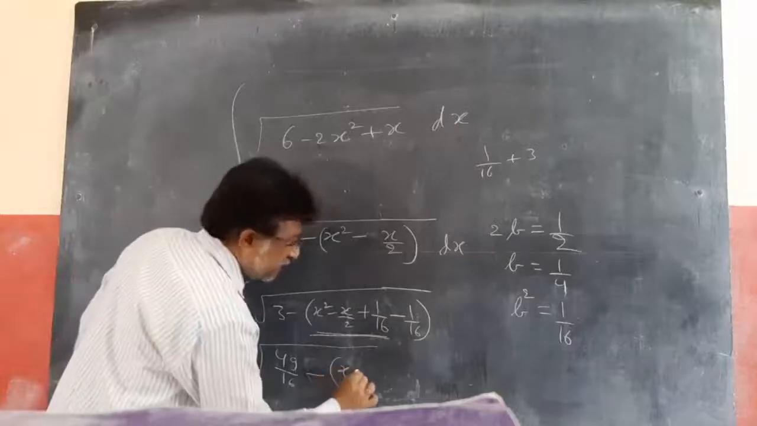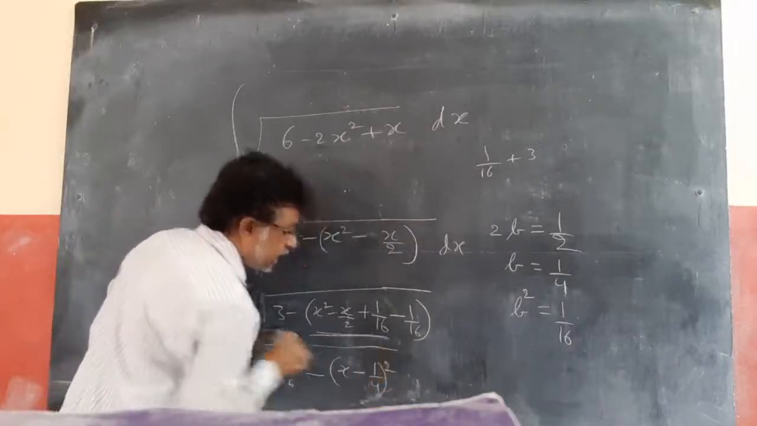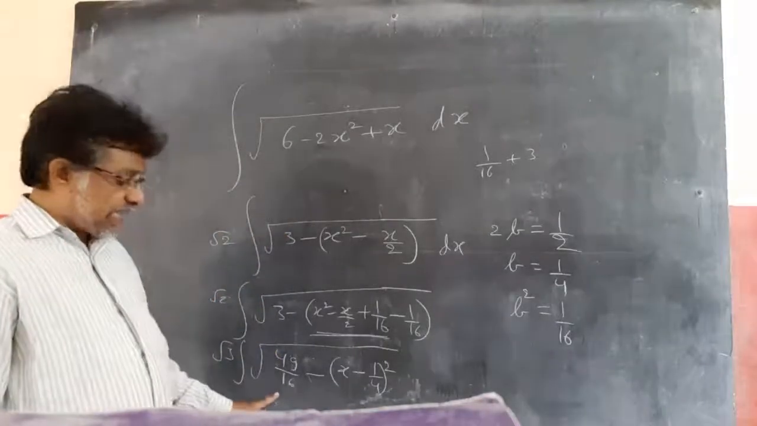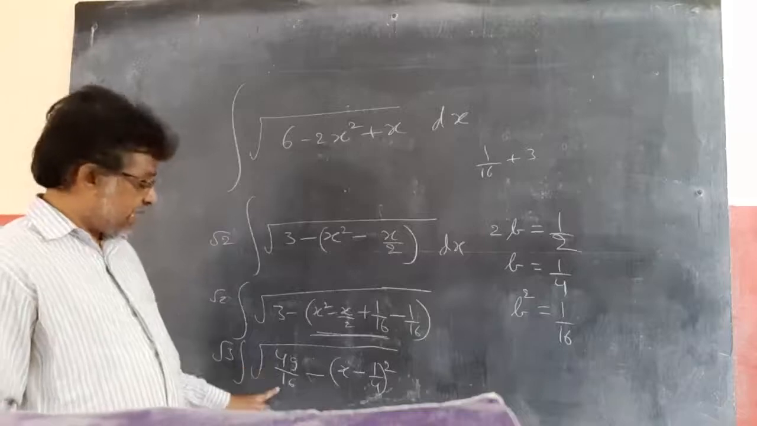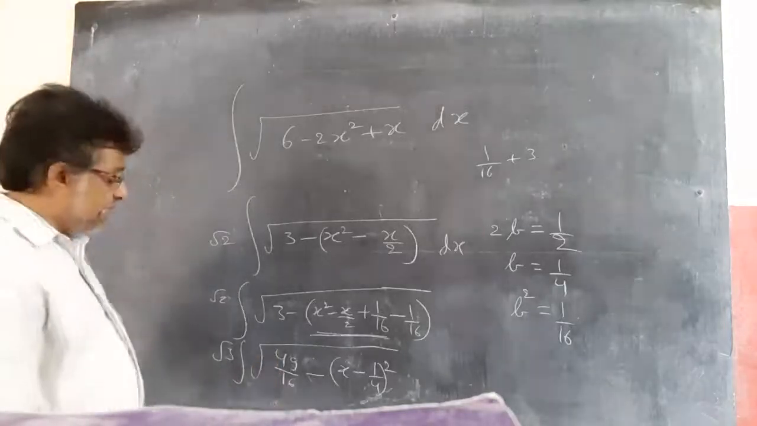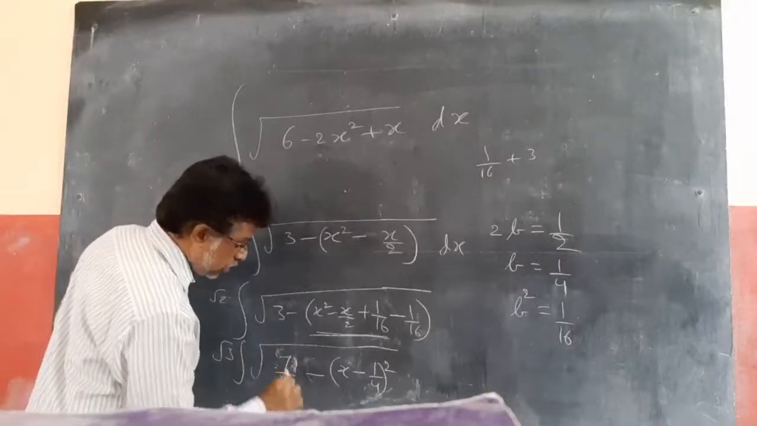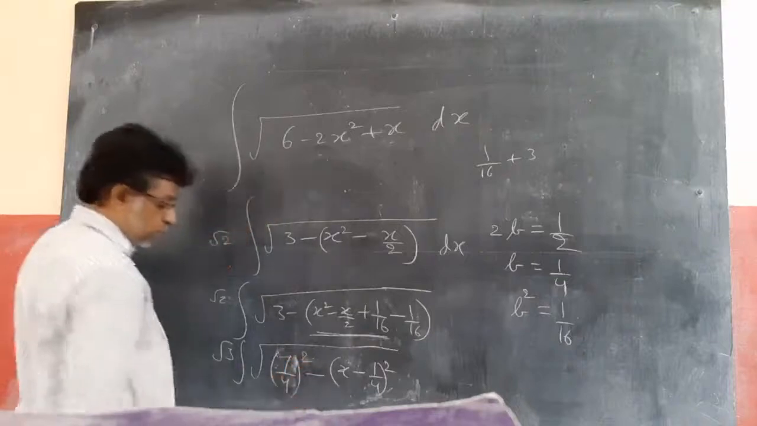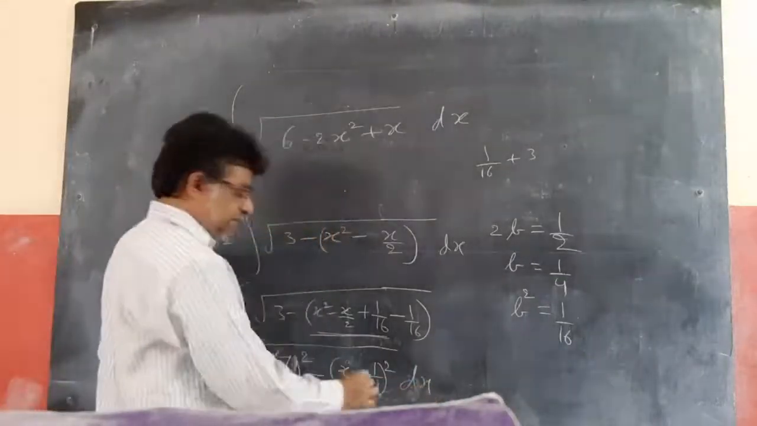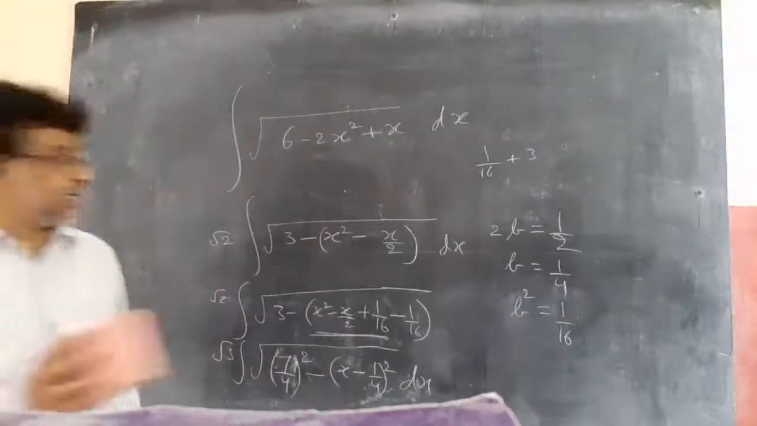So x minus b, where b is 1 by 4, gives you a minus b whole square: x minus 1 by 4 whole square. Now, this 49 by 16 I can write as 7 by 4 whole square. Now, this is in the form of integral of root of a square minus x square.